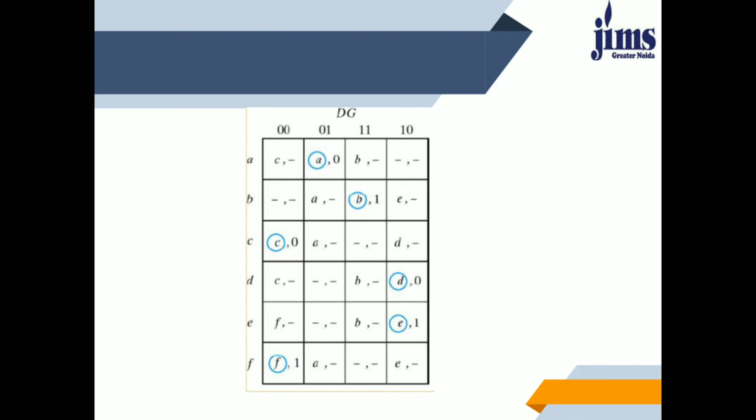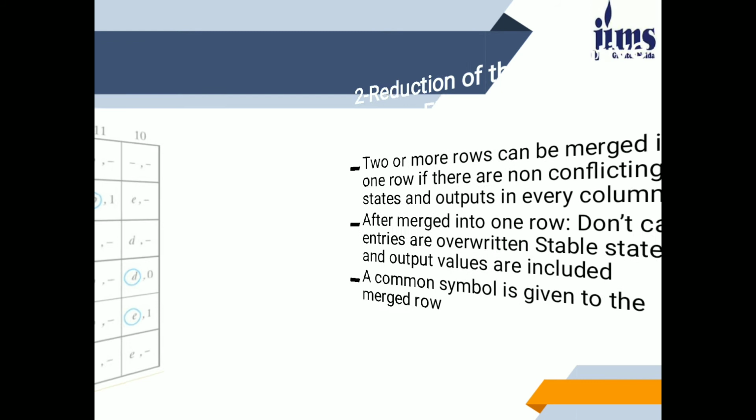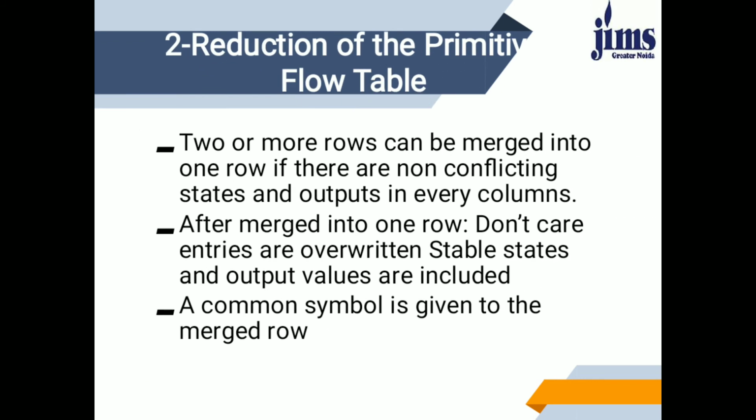In a similar way, for 0, 1, 1, 1, 1, 0, these are all defined, and circles are drawn for stable states. Wherever A is coming in front of A, that is a stable state. B is coming, there is a stable state. So you can see in each column there is one stable state and the rest are unstable states. We will talk about them later. Now we will reduce the primitive flow table.